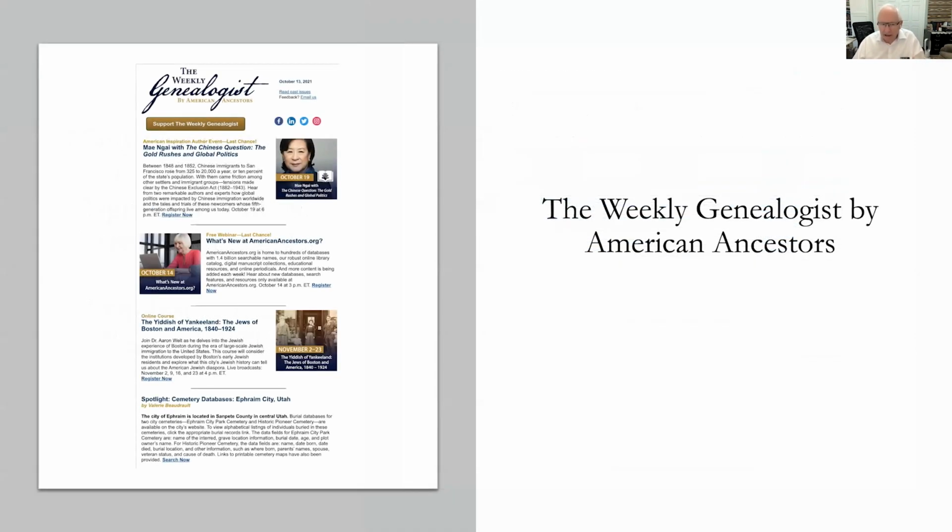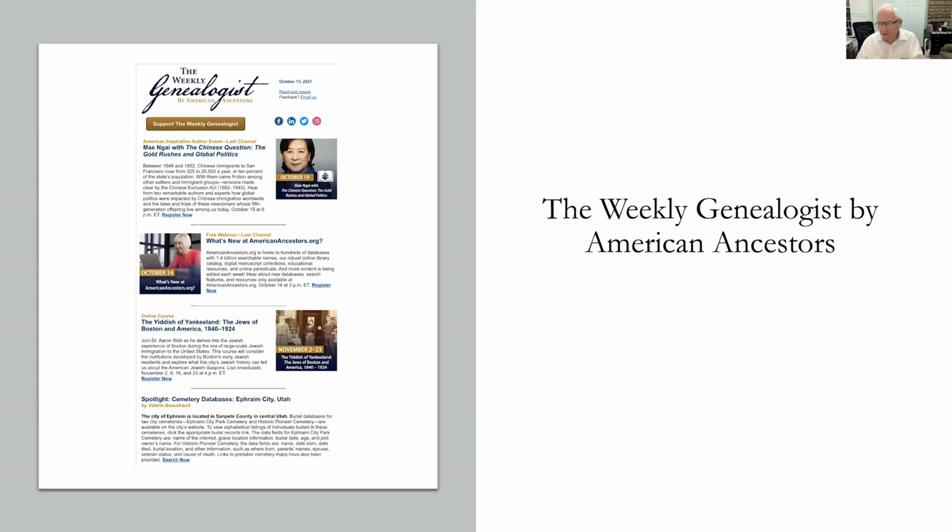There's another one that comes out every week. It's a mailing. It's like a newsletter that comes out. It's the Weekly Genealogist by American Ancestors. And this is more expansive than just New England. And it really talks about general genealogical subjects. And if you want to get a good idea of what constitutes news in the genealogical community, then getting this weekly publication, which comes through your email if you're registered as a full member of the website.